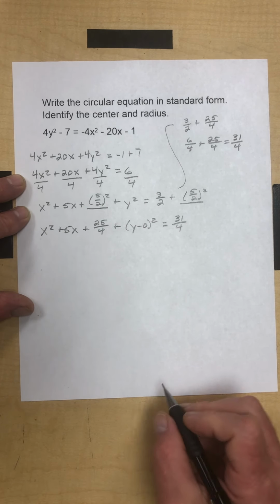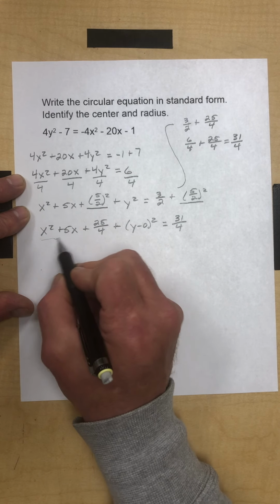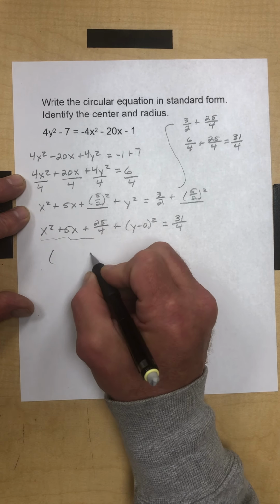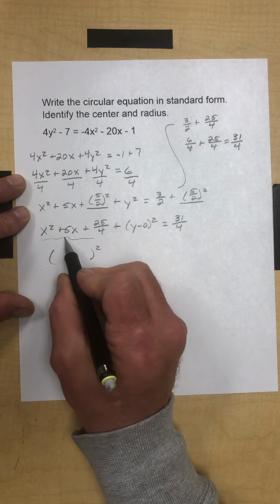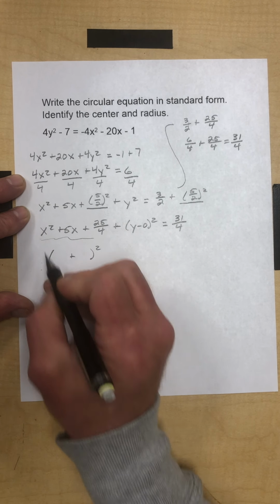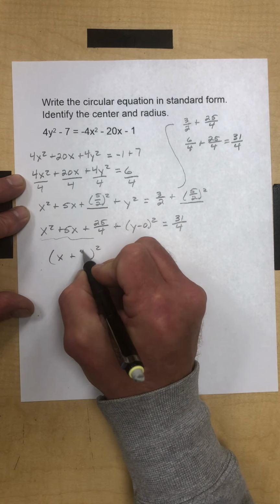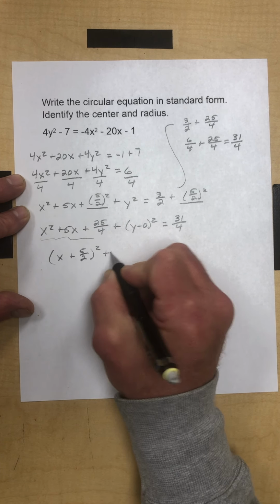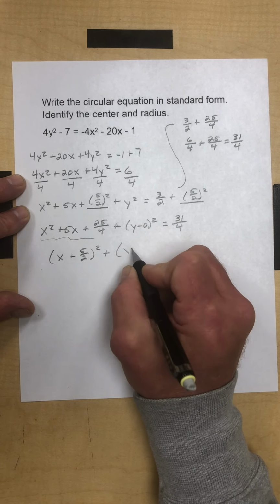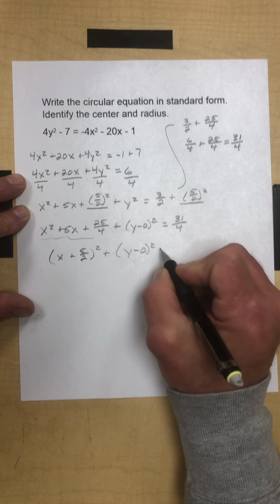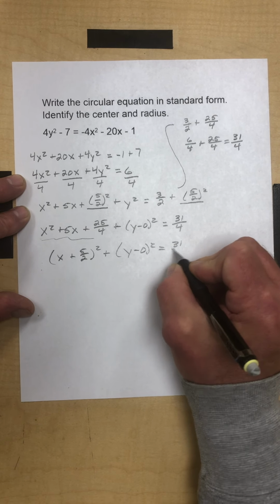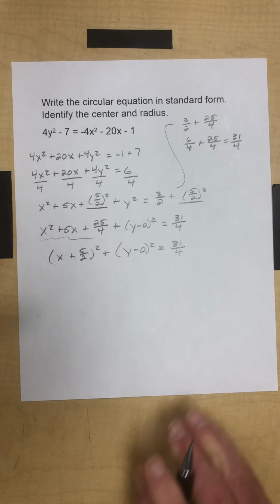Okay, so we factor this guy. This is a perfect square trinomial. Bring the sign of the linear term down. Square root of x squared is x. Square root of 25/4 is 5/2. This is already a perfect square. Okay, so there we go. It is in standard form.